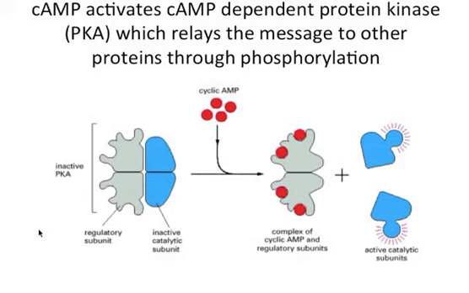I'm saying that there's all this cyclic AMP, and that's important in signaling. Well, cyclic AMP, it activates cyclic AMP-dependent protein kinase. It activates a kinase, right? And it's called PKA, and that relays a message to other proteins through phosphorylation. So you'll have your inactive PKA, so kinase, and when cyclic AMP comes along, it'll bind to it, and it kicks off the active subunits. And so now it can go on and activate other things.